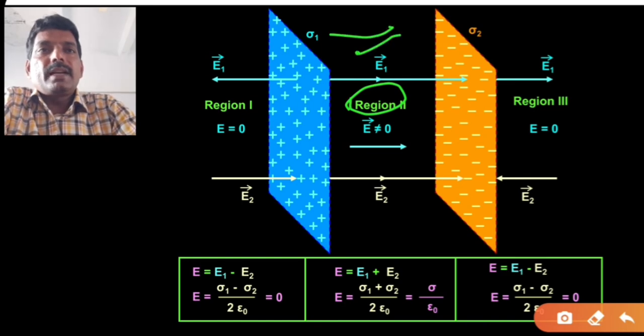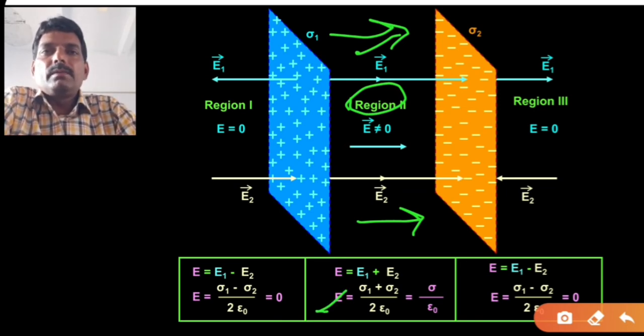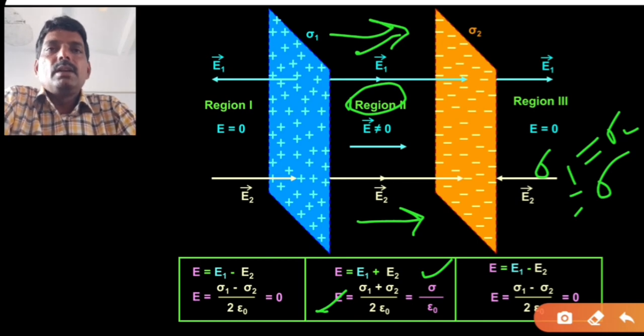E1 जो है इस डायरेक्शन में है, E2 जो है इस डायरेक्शन में है, दोनों की डायरेक्शन सेम है, मैग्नीट्यूड भी सेम है, इसीलिए दोनों का एडिशन होगा. Therefore E is equal to (sigma 1 plus sigma 2) upon 2 epsilon naught, or you can say sigma 1 is equal to sigma 2, which is equal to sigma. Therefore finally you got sigma upon epsilon naught, that is the magnitude of the electric field in region 2.